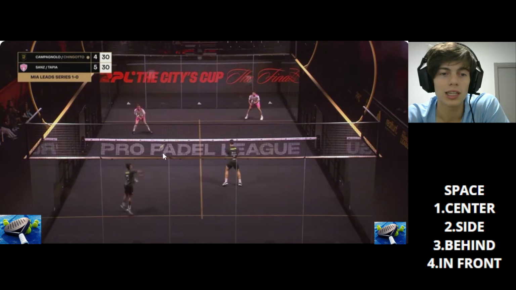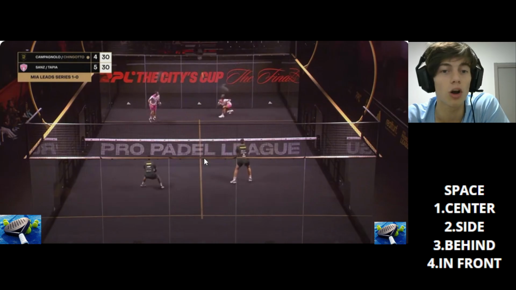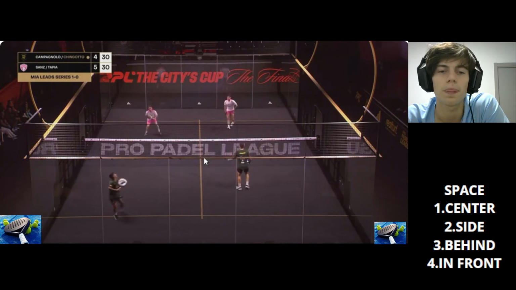So let's see what Chingotto does. Chingotto plays in the space. It plays a slow ball, by the way. Now both go to the net.